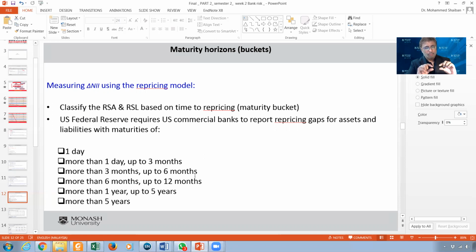For example, if you take the liabilities and the assets that mature in one day to 3 months, and they are equal, the gap is zero and there is no risk. But if the liabilities are higher than the assets and the interest rate increases, then there is a gap and there are losses. I will show you here. So we have 1 to 3 months, 3 months to 6 months, 6 months to 12 months, 1 year to 5 years, and over 5 years.